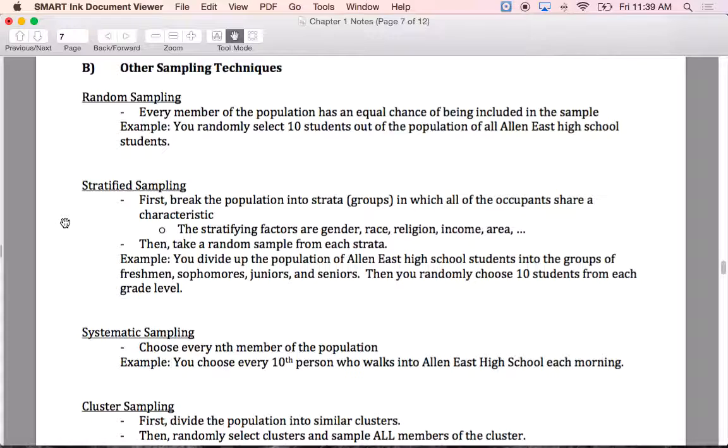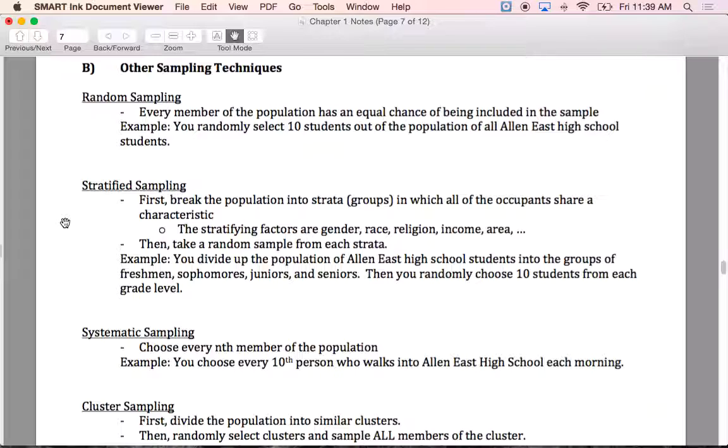A stratified sampling happens when you first break the population into strata, or groups, in which all of the occupants share a characteristic. So, for instance, it might be gender, race, religion, income, area. We break them into groups first. Then you're going to take a random sample from each of the groups. So we might divide up the population of Allen East into groups of freshmen, sophomores, juniors, and seniors. Then we're going to randomly choose 10 students from each grade level.